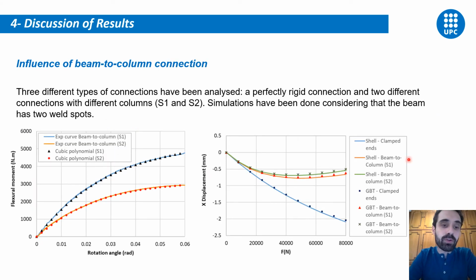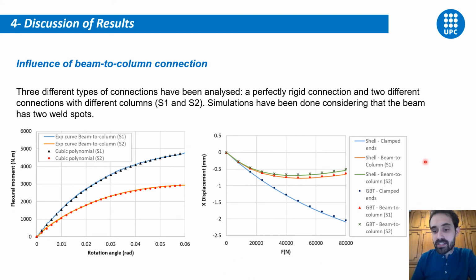After that, what we want to do is to analyze the influence of the beam-to-column connection on this horizontal displacement. So we have tested 3 different cases for the load case with 2 weld spots. The first one assumes a perfectly rigid connection between the column and the beam, and then 2 different kinds of semi-rigid connection, the connections S1 and S2, in which S1 is stiffer than S2, as you can see in this figure here.